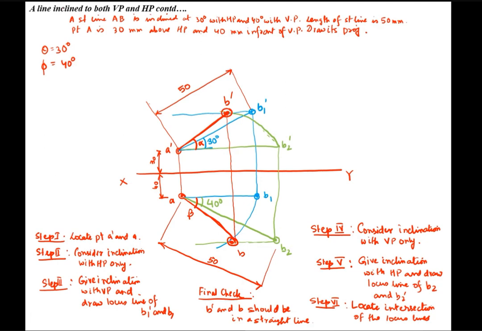Sir, distance between A dash and B dash is there or only? Which A dash and B dash? Sir, A dash and B dash. There is no distance given for that. Whatever is given in the problem, from that we have drawn stepwise. No distance of B or B dash is given to you.